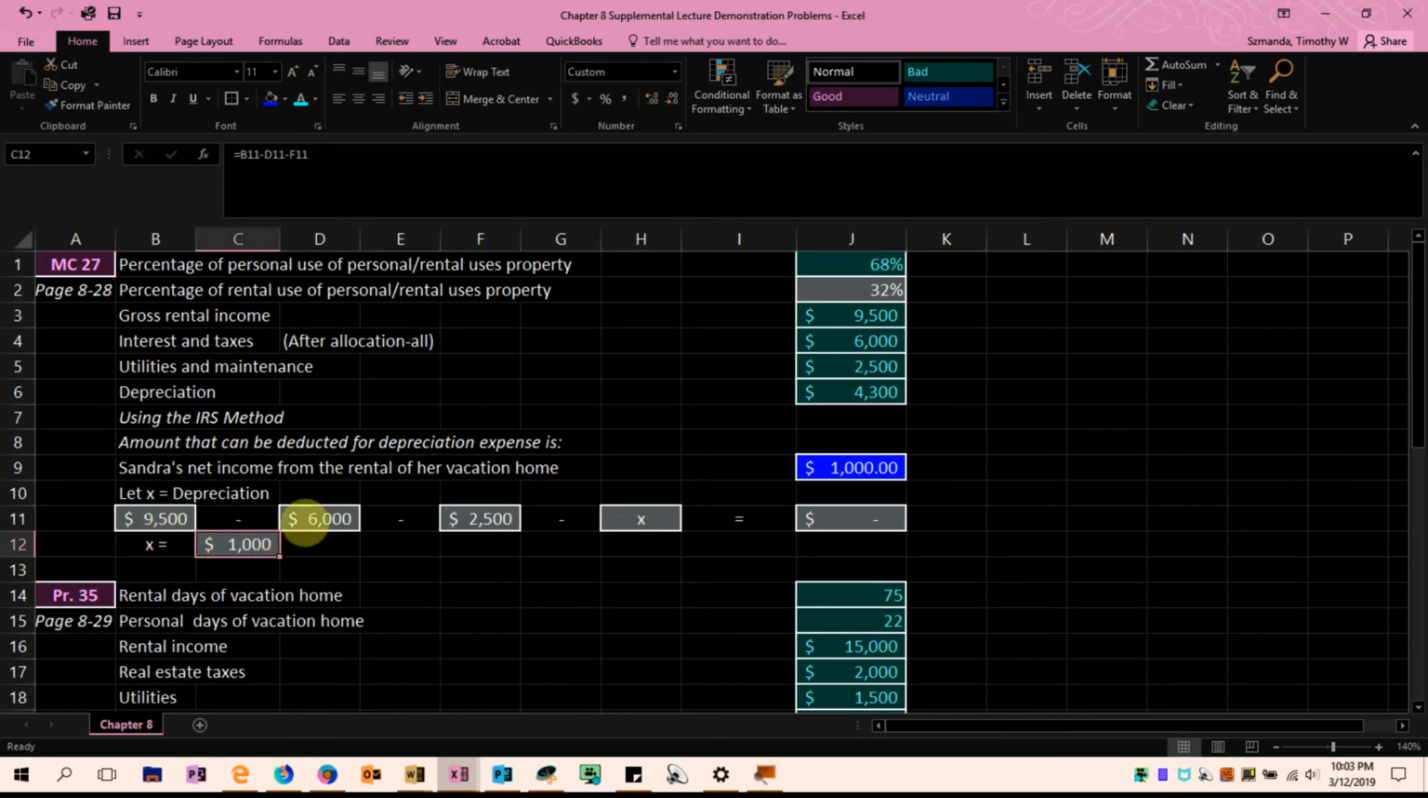So 9,500 minus 6,000 minus 2,500 equals the amount I can expense of this 4,300 for depreciation. And so the answer is 1,000. So if I take our 9,500 minus 6,000 minus 2,500 minus 1,000 of this 4,300, I wind up with zero, or no loss or gain.